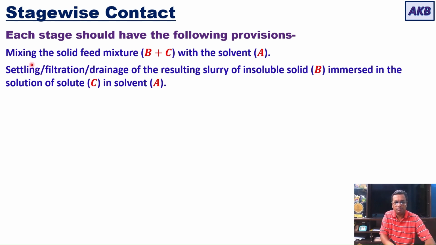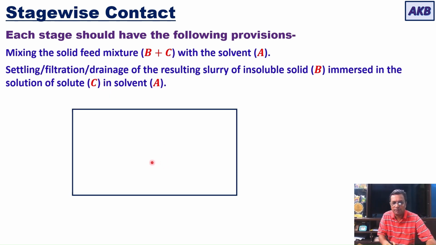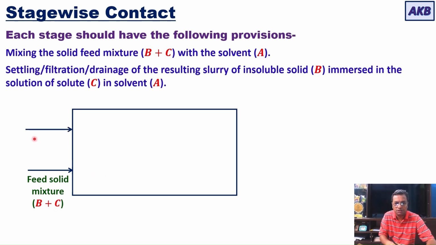So there should be provision for mixing, and there should be provision for settling or filtration or drainage. If you have to represent it schematically, you can do it in this way. The feed solid mixture, which is B plus C, is admitted into the stage. Then solvent A is also admitted into the stage.